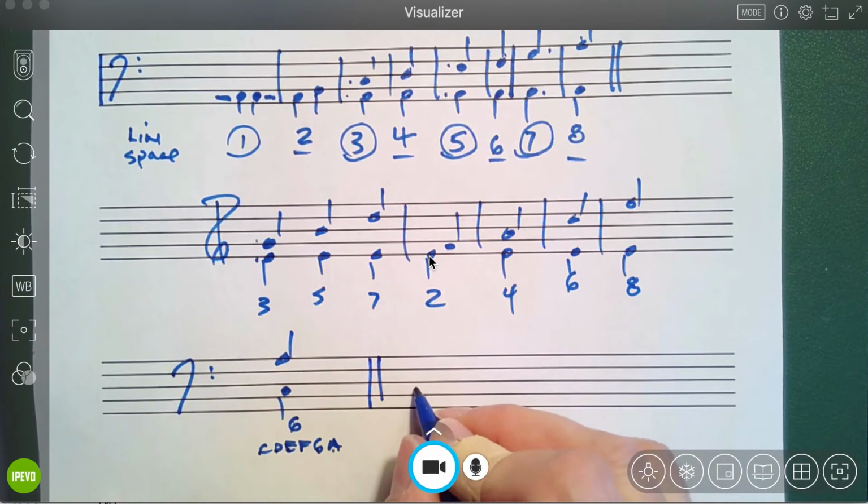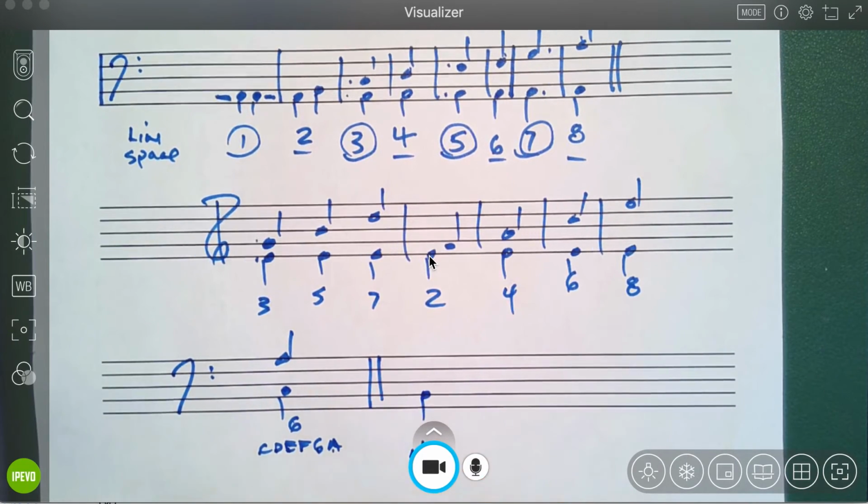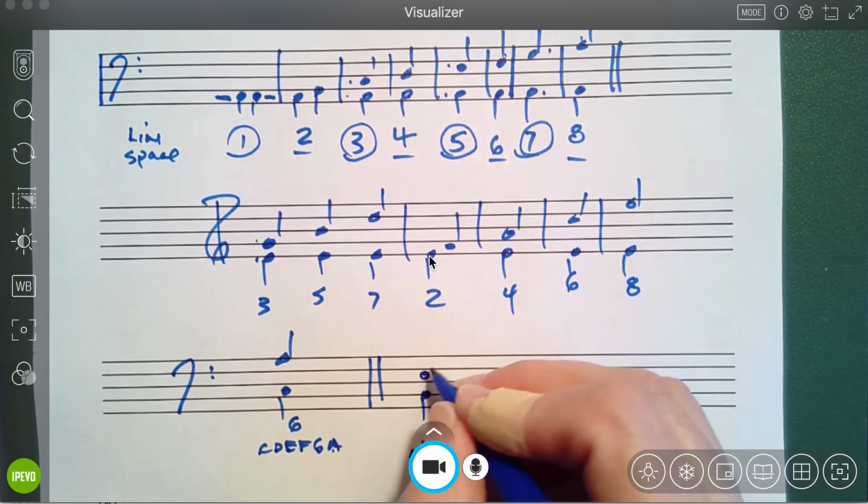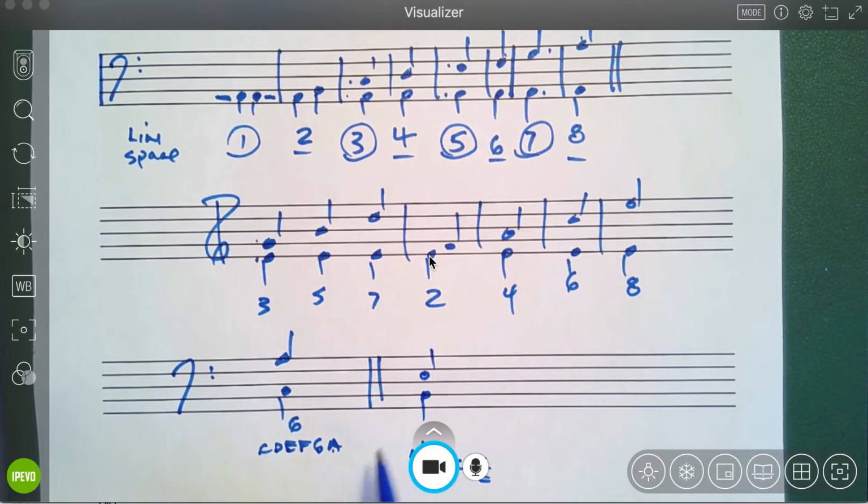Likewise, if I were on this note and I asked for a fourth, I would count B, C, D, E, and I would go up to E, and that would be our fourth.